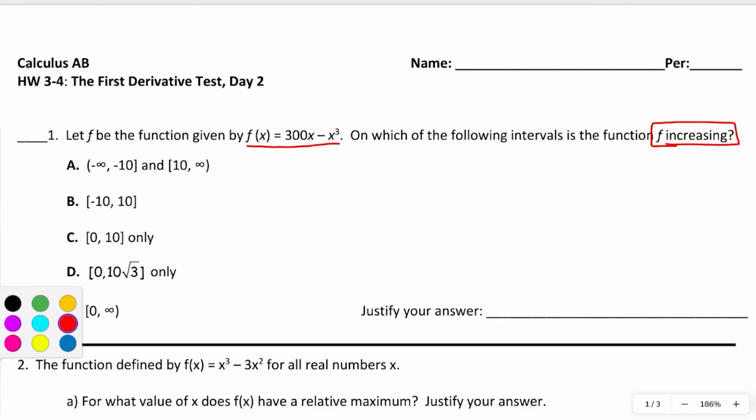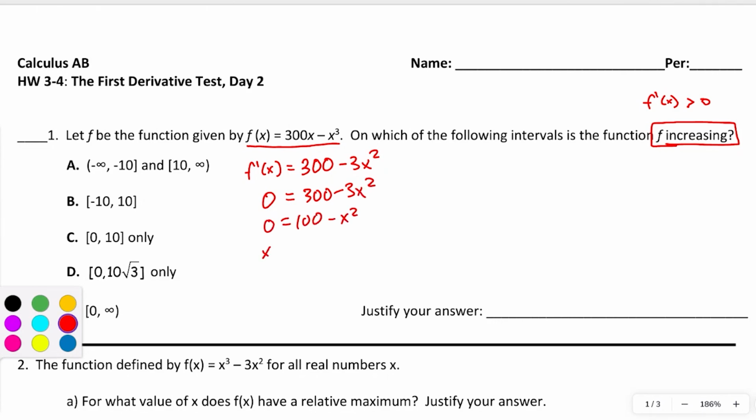So for the function to be increasing, the derivative has to be positive. So let's actually find the derivative here. We can differentiate using the power rule. So 300 minus 3x squared. And then we need to find critical points so that we can find the partitions of our number line and make our sign chart. So I'm going to set my derivative equal to 0, divide everything by 3, add x squared to both sides, and then finally take the square root of both sides, which gives me x is either plus or minus 10. So on my sign chart for f prime, I'm going to label negative 10 and 10.